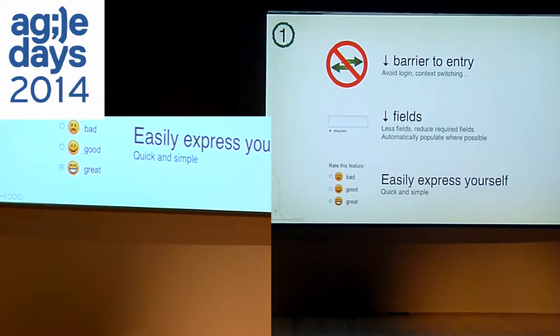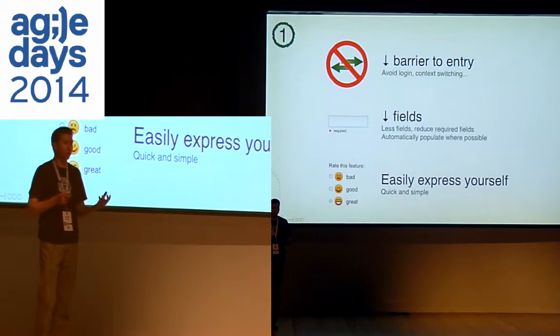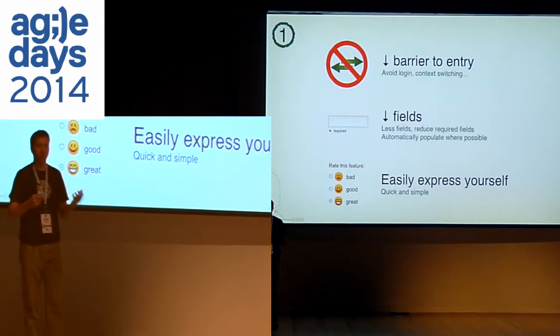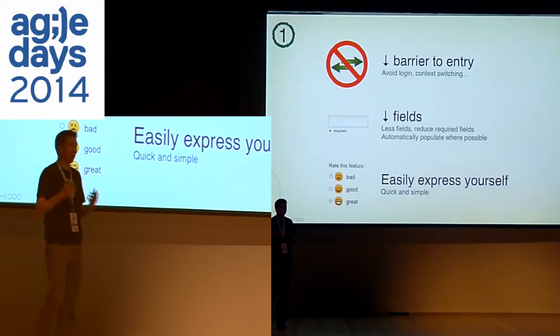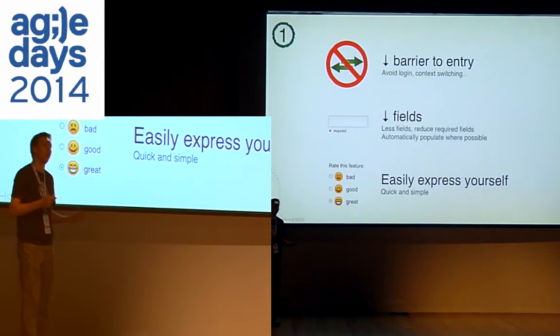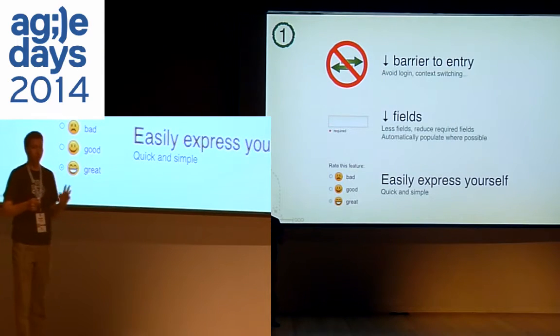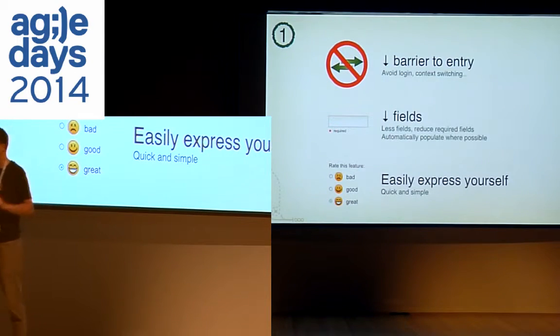The third principle, make it very easy for the user to express themselves. Sometimes, all you want to know is the mood of the user, if he's happy with the application in general, if he's happy with the new feature, if things are working for him or not. And if that's all you need to know, then that's all that should be there. Make it simple.